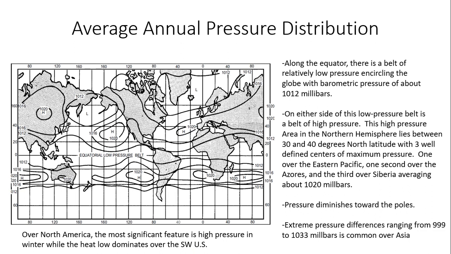Now, there are extreme pressure differences, especially over the Asiatic continent. The pressure can range from 999 to 1033 millibars on average over the course of the year. So a big difference. Over North America, the most significant feature is high pressure in winter, where you get these cold highs that come down from far northern latitudes, Western Canada, central Canada, down to the U.S., while the heat low dominates over the southwestern U.S. in the summer season. All right, so this is just a general distribution of pressures. The intensity of these systems does vary between the seasons.